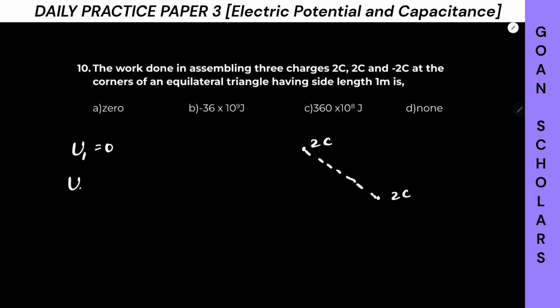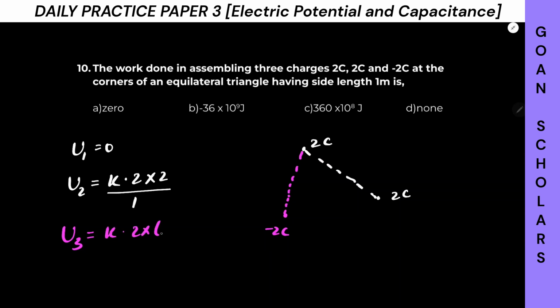So U2 will be equal to K Q1, okay, I am not writing C, C is just coulomb, so 2 into 2 upon the separation. What's the separation? 1 meter. Now let's place the third charge. It will be influenced by the first one, minus 2 coulomb. So let's see the interaction between first and third. That will be K into 2 into, be very careful, the negative sign is important, upon 1. And it will be influenced by the second charge as well, so it will be plus K into 2 into minus 2 upon 1.